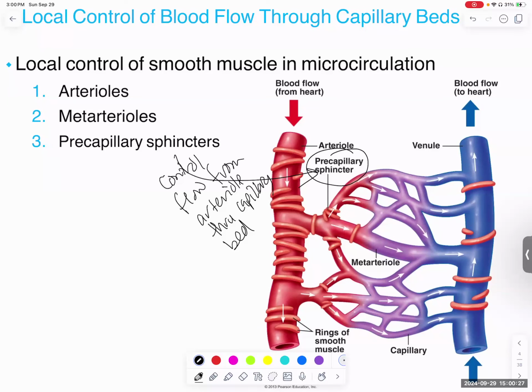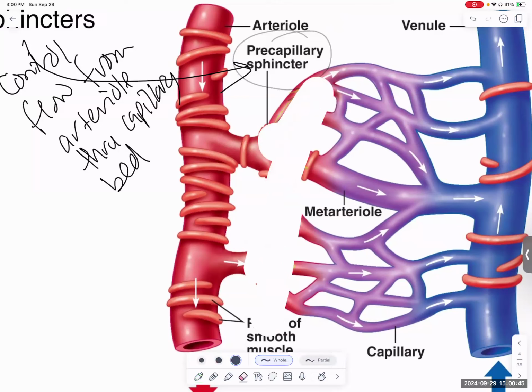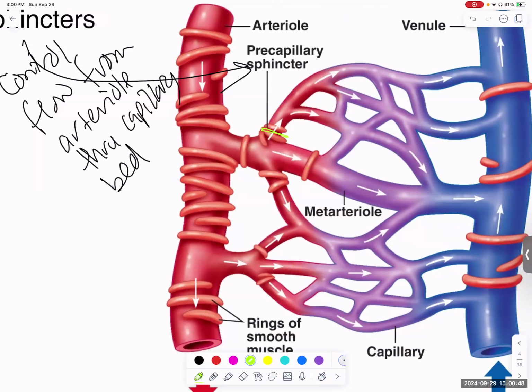Remember active hyperemia. If your tissue is really active, these precapillary sphincters are going to relax. So you will have blood flowing through all of the capillaries. But if you're not metabolically active, these precapillary sphincters are contracted. And so the blood's just flowing through the tissue bed. You don't need all that blood flow. There's less blood flow to that tissue. Thus, there's less cardiac output to that area because the precapillary sphincters are constricting blood flow throughout the capillary.